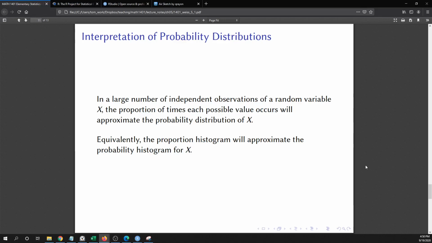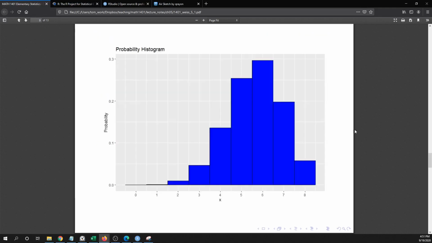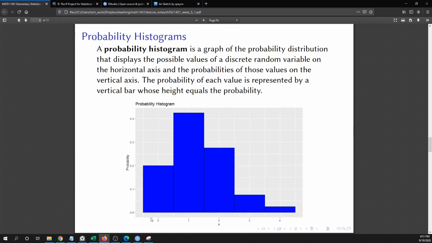A way to interpret probability distributions is this. If I repeat that experiment and I look at the value of the random variable that follows that probability distribution, the proportion of times each possible value occurs will approximate the probability distribution. So by proportion of times, what I mean is, say you did the experiment. Let's pick a particular one right here.